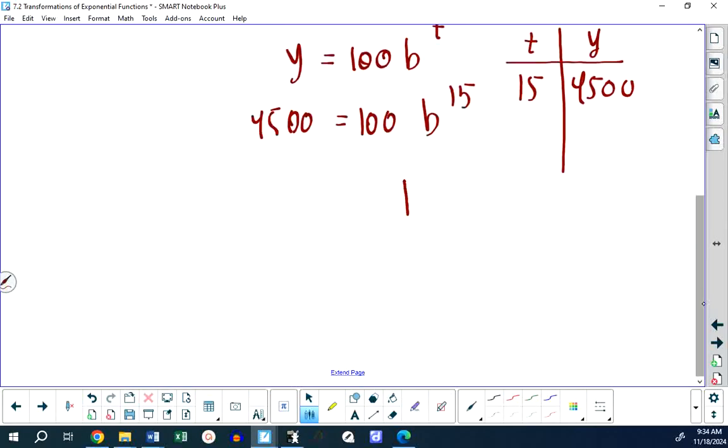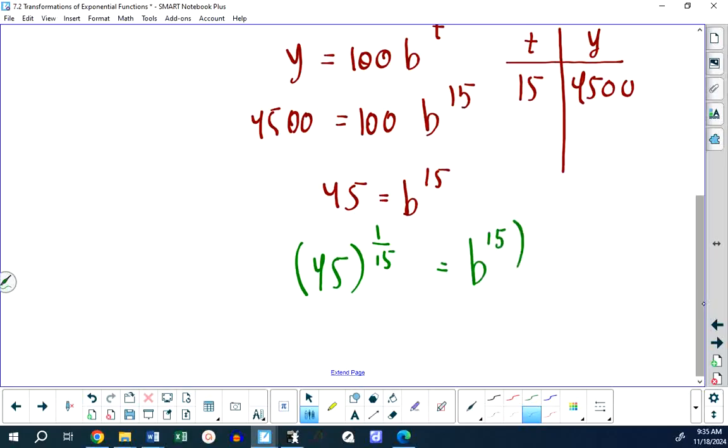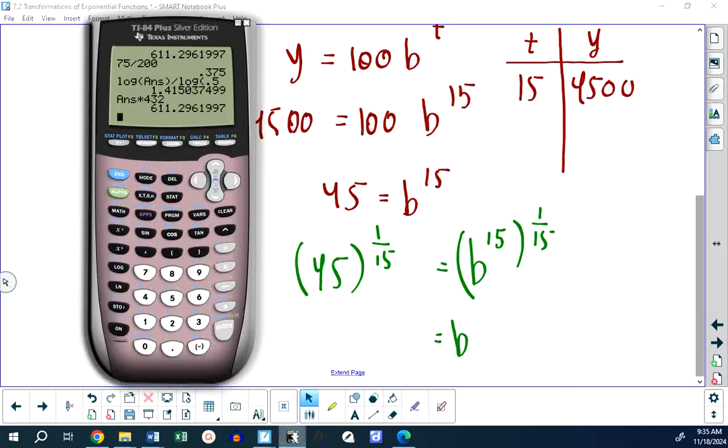So b to the 15 equals, not a genius, but I think that's 45 when we take 4,500 divided by 100. So what do we do? We could take the 15th root, or what we could do is say, I'm going to raise both sides of this equation to the 1/15th. And just get b equals whatever 45 raised to the 1/15th is. 1.289, we'll say.